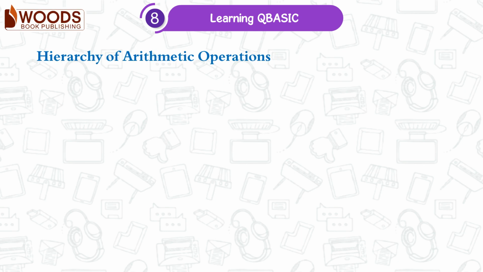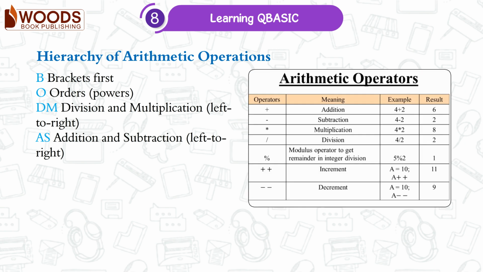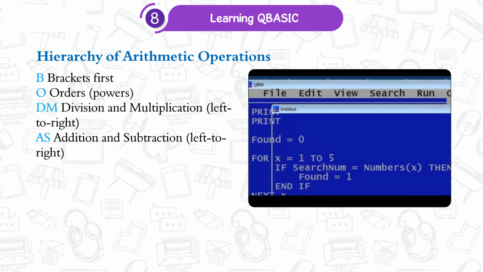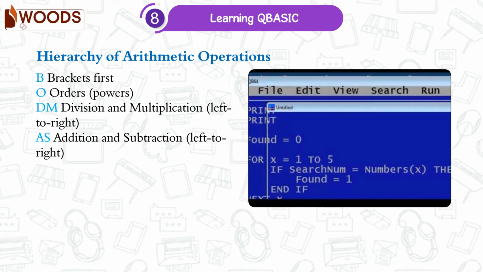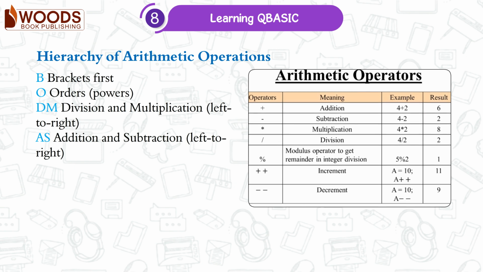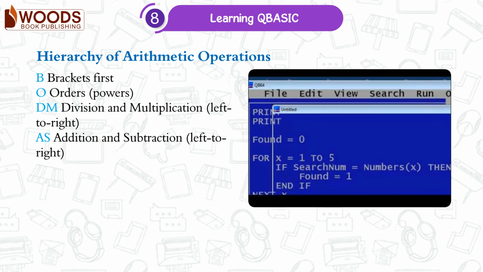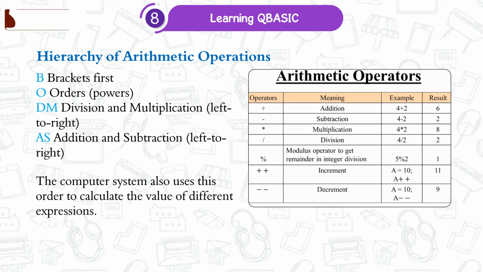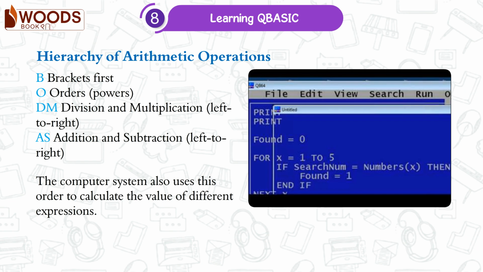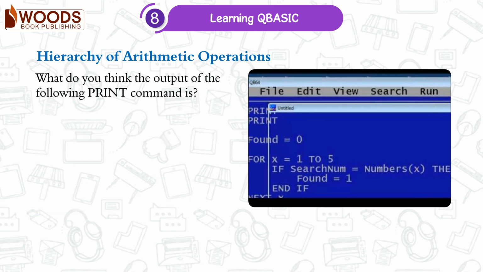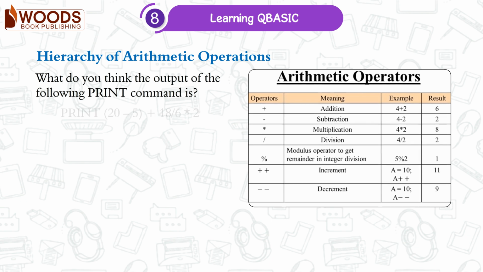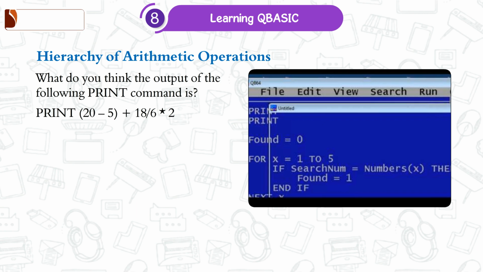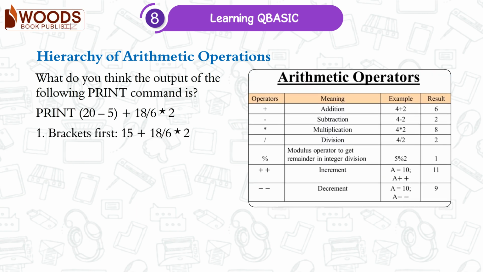Hierarchy of arithmetic operations. B: brackets first. O: orders, powers. DM: division and multiplication, left to right. AS: addition and subtraction, left to right. The computer system also uses this order to calculate the value of different expressions. What do you think the output of the following print command is? Print 20 minus 5 plus 18 divided by 6 multiplied by 2.